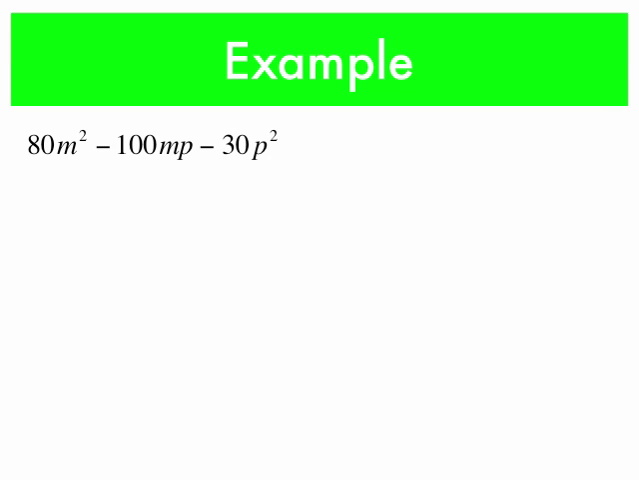Next thing I want to do is look for the greatest common factor. And you should be able to see that 10 goes into all of those. So I factor out the 10, and then I have 8m squared minus 10mp minus 3p squared. Now it's a good thing I was able to factor out that 10, because I really don't want to list all the factors of 80 and all the factors of 30. I'd be here all day long. But all the factors of 8 and all the factors of 3, it's not that bad.